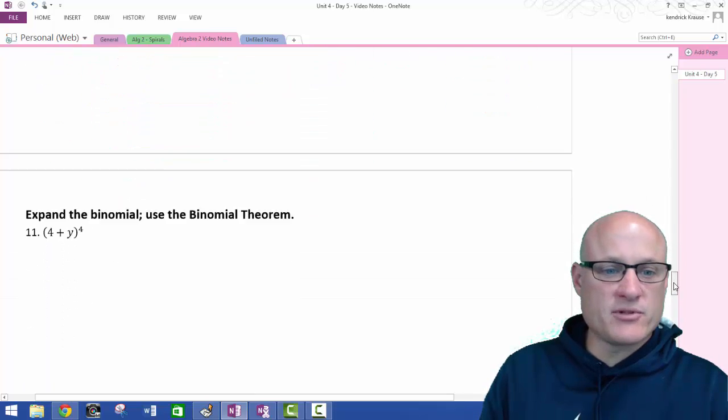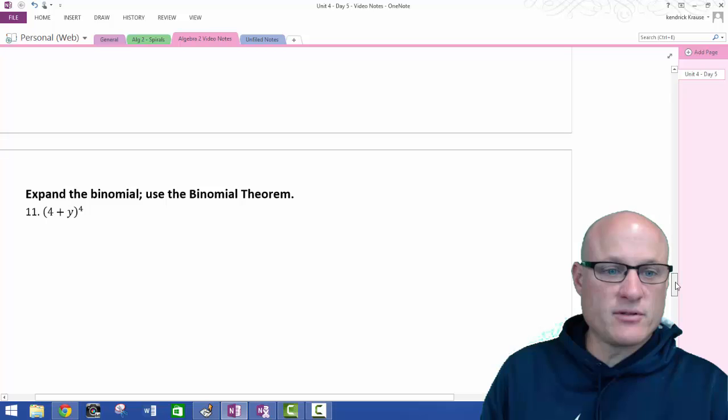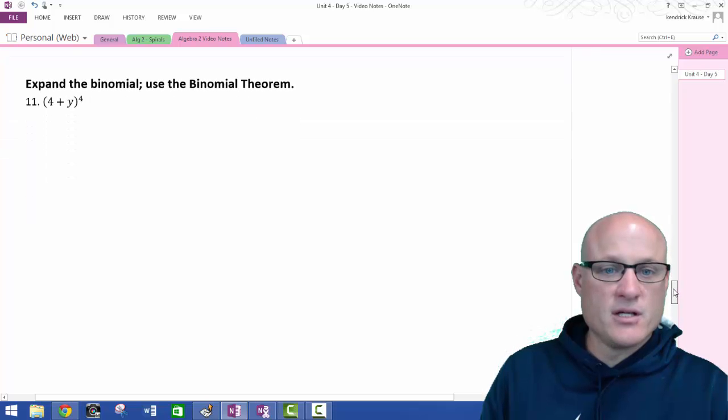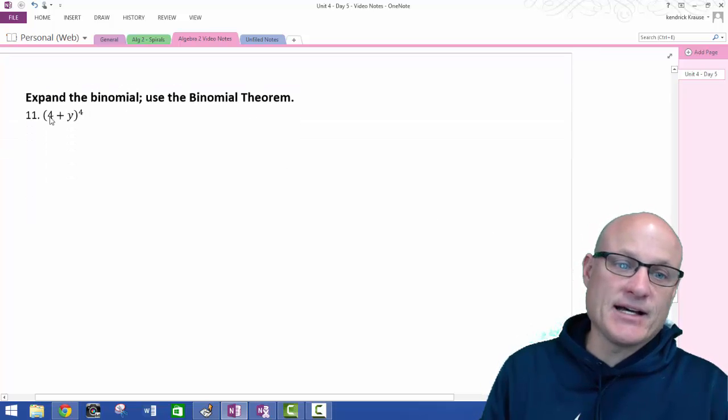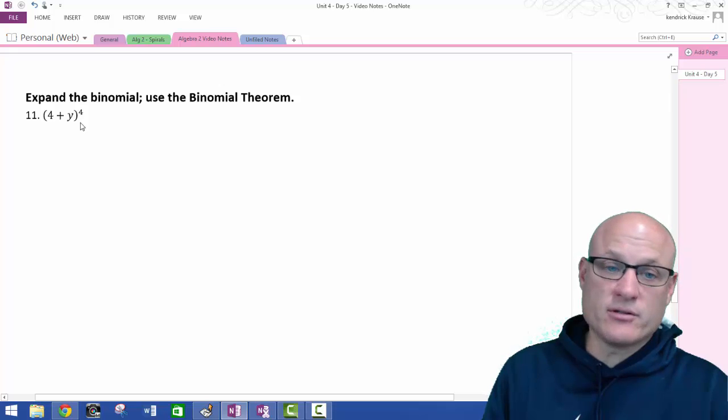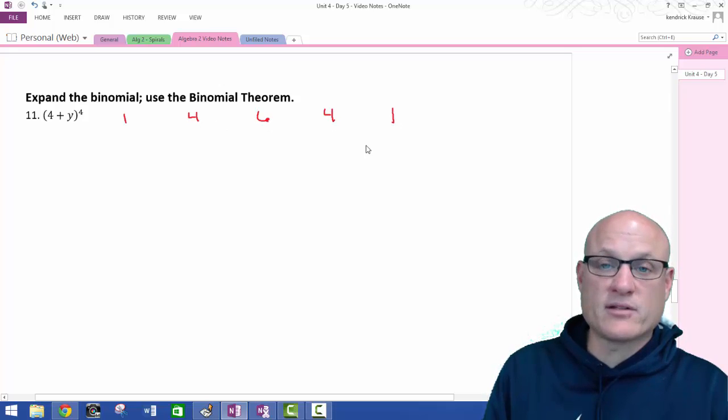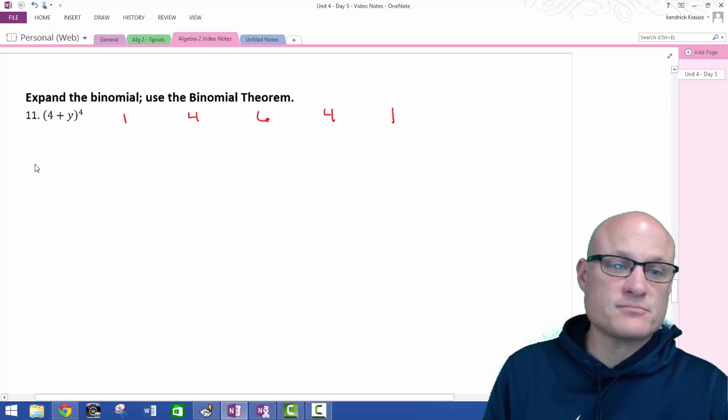Getting close. I think I've just got one left. Oh, we got two left. Again, at any time you want to try this on your own, stop. Do it on your own. I'm going to tell you 1, 4, 6, 4, 1 from Pascal's triangle, the numbers we need. Two problems left and we'll be finished with this lesson.